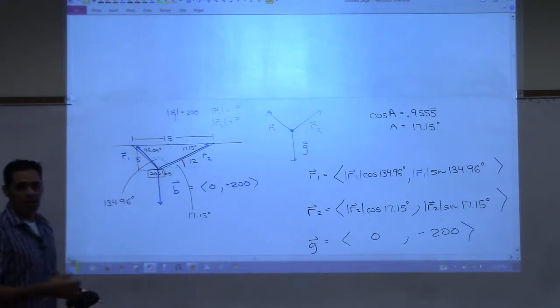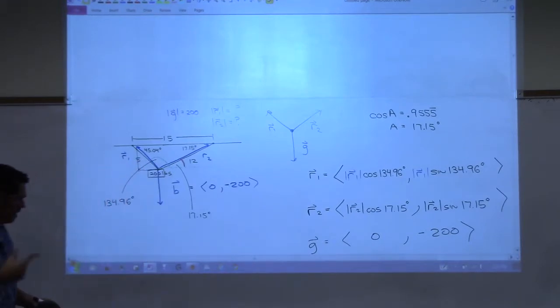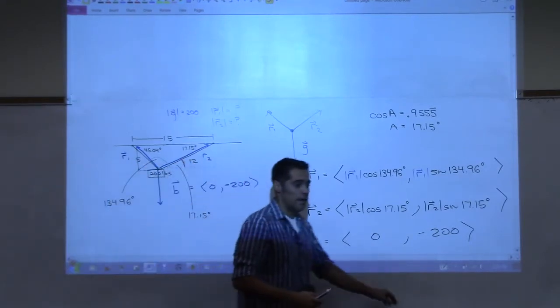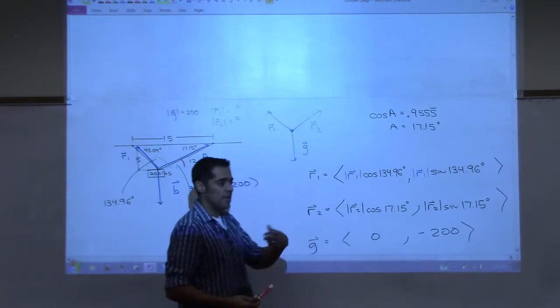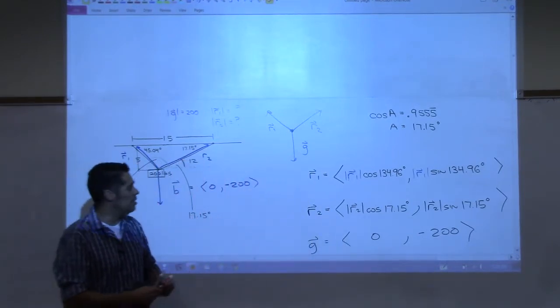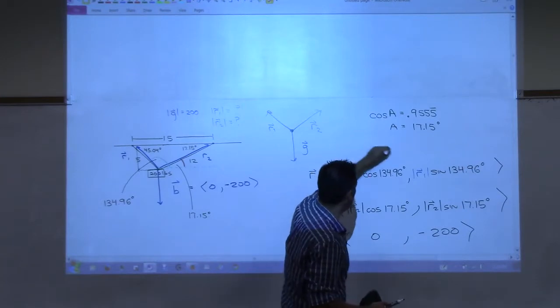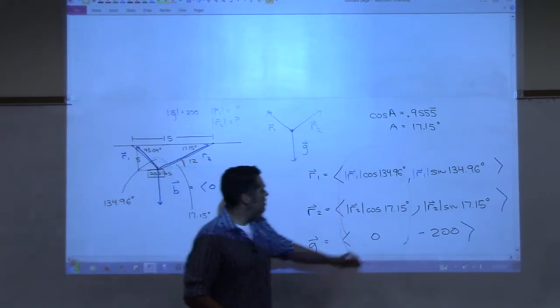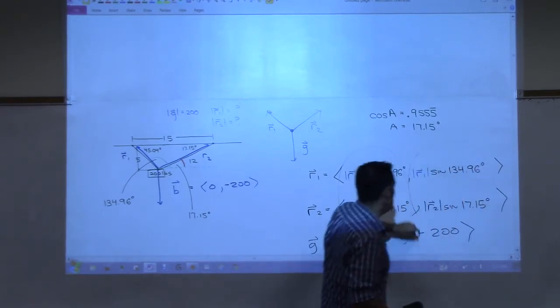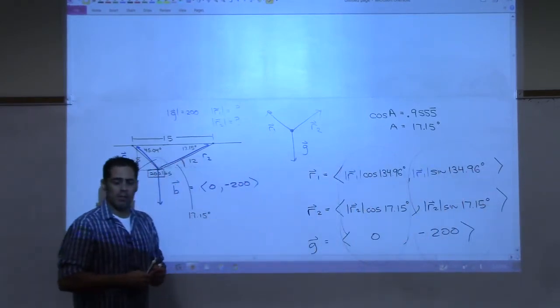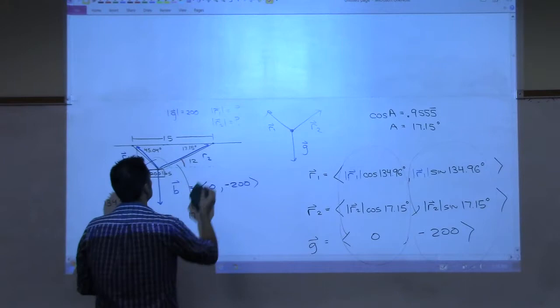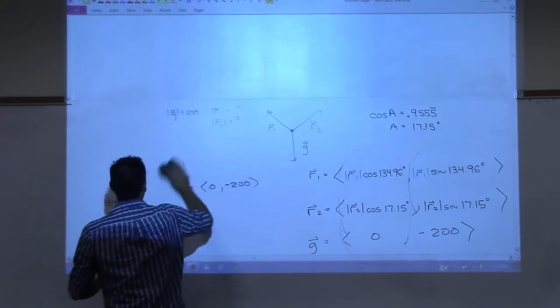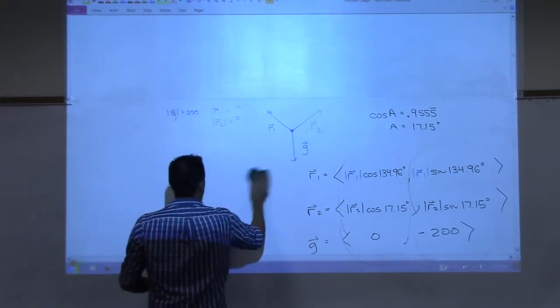But I also know, because this isn't moving, the sum of the forces in the x direction must be 0, and the sum of the forces in the y direction must be 0. That means when I take these 3 together and I add them up, I should get 0. And when I take these 3 together and add them up, I should get 0, right? So let me write those equations down. And this is where we're going to get our 2 equations, 2 unknowns.